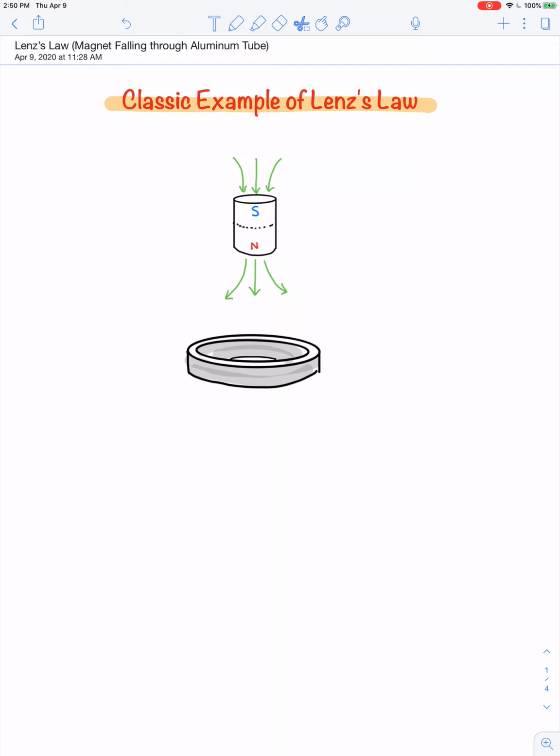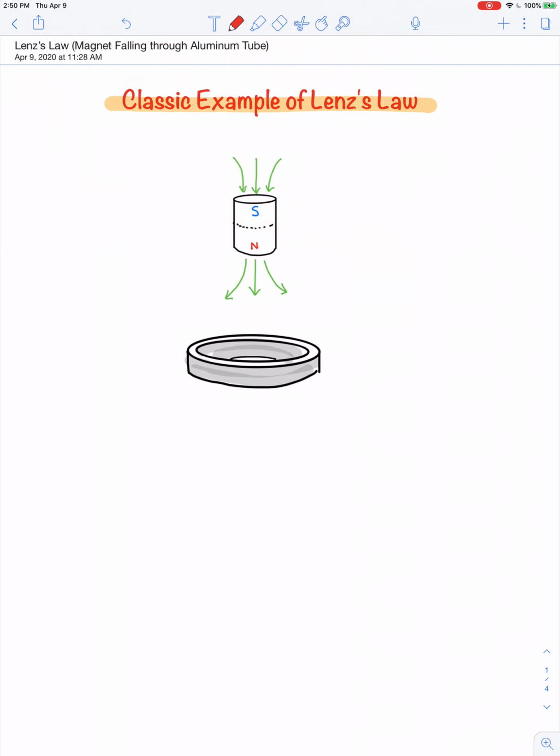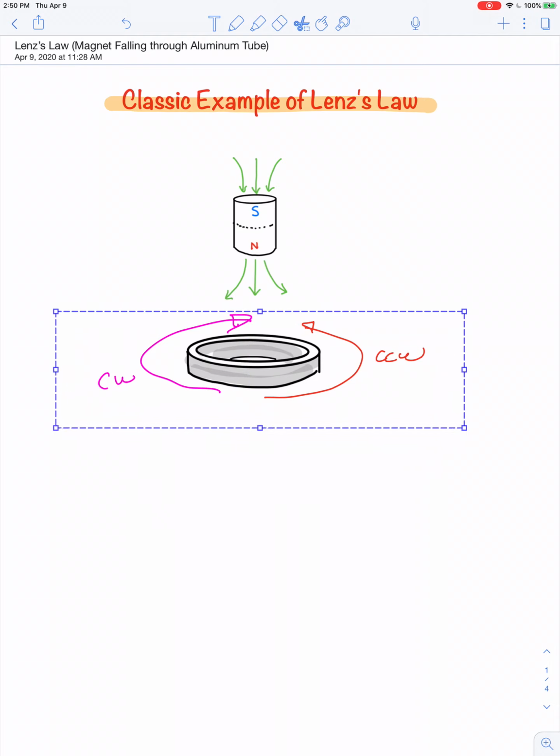So the question is, which way does that current flow? If you understand Lenz's law, it's easy to answer that question. So let's see. The current's either going to flow this way, counterclockwise, or the current's going to flow the other direction, clockwise. So which one is it? Well, it's going to flow in such a direction that it opposes the very change in flux that induced the current in the first place. That's a mouthful, isn't it? Let me try to illustrate that a little better.